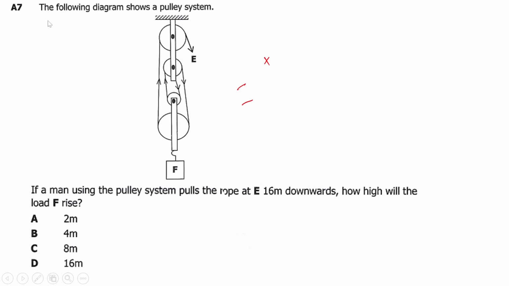We move to A7. A7 says the following diagram shows a pulley system.